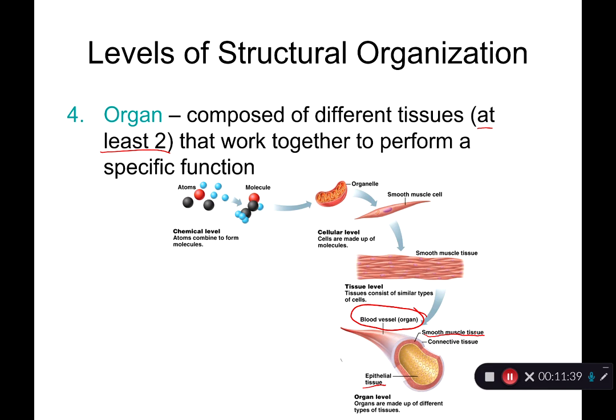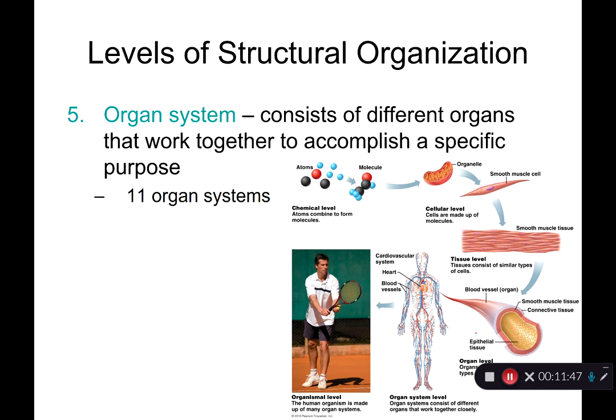So in order for something to be an organ, it has to have at least two tissues. Now, if we take organs and hook them together so that they're working towards a common function, we have an organ system, okay? Now, in our body, we have 11 different organ systems. So what I'd like to do is walk you through those 11 organ systems.